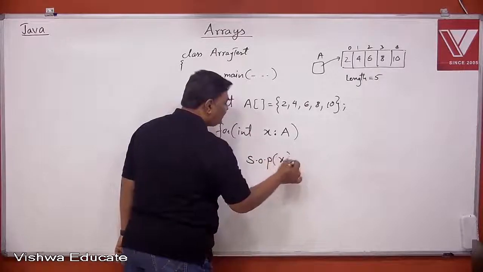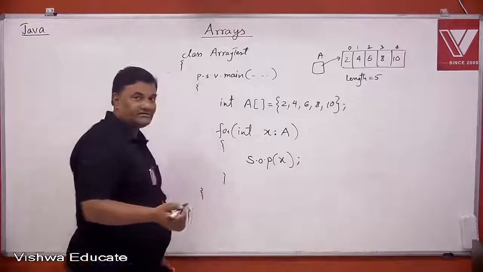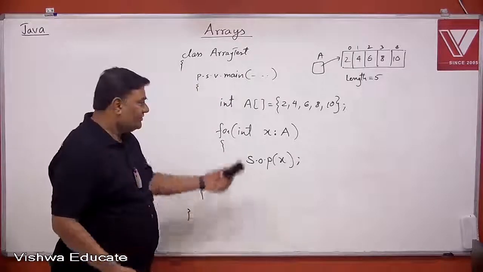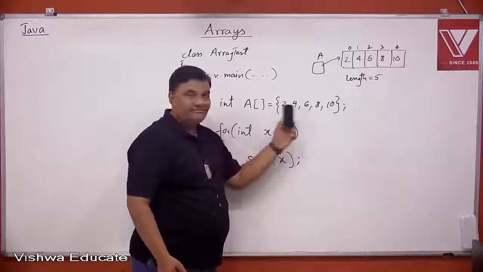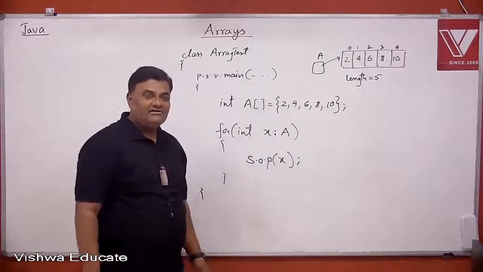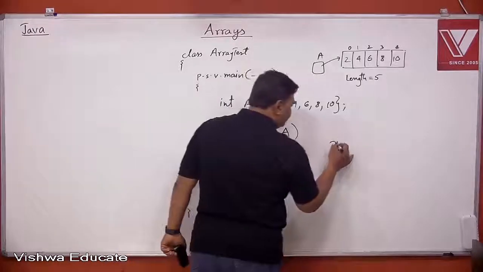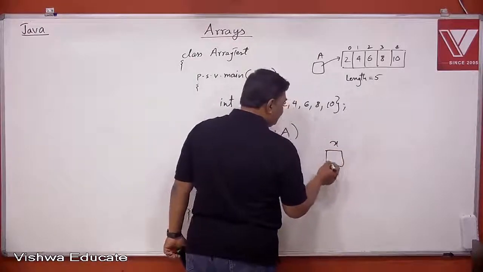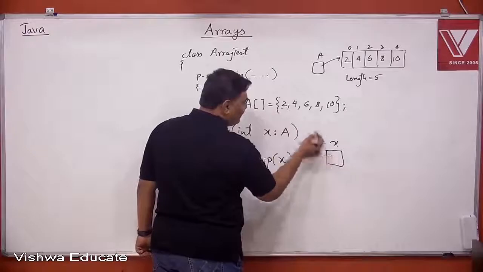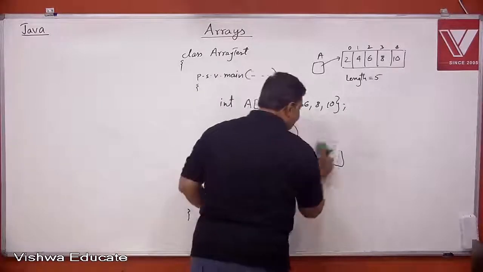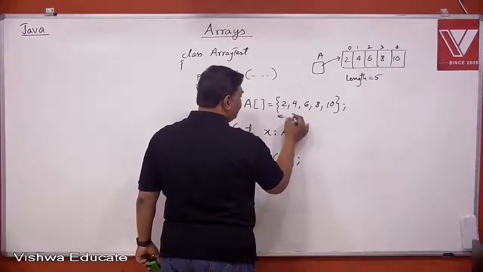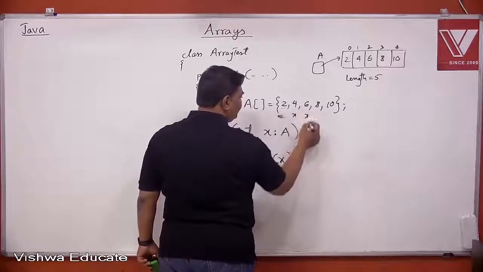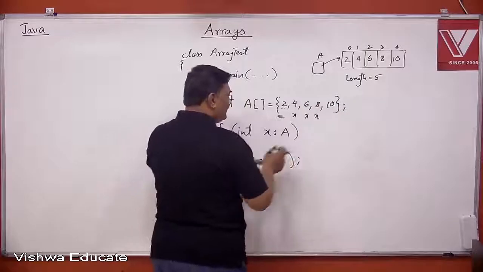system.out.println. That's it. So x will become 2, 2 is printed, x will become 4, 4 is printed, x will become 6, 6 is printed. So this x is first time 2, the next time x will be 4, next time x will be 6, x will be 8, and so on. So when you say x, it is 8.